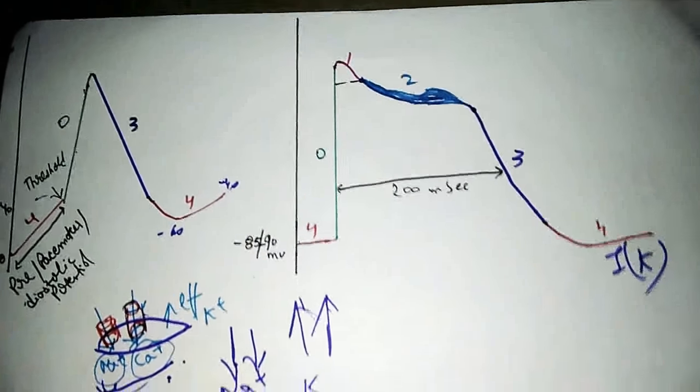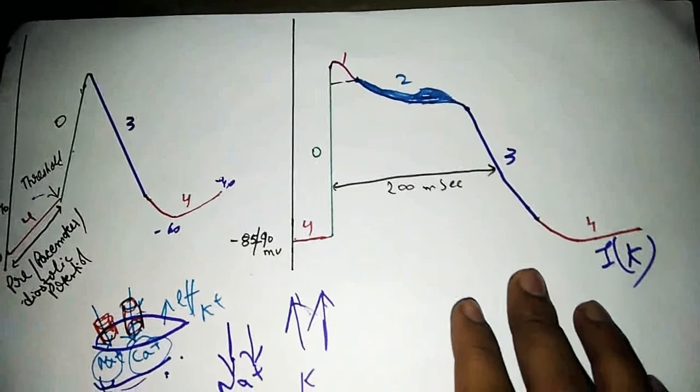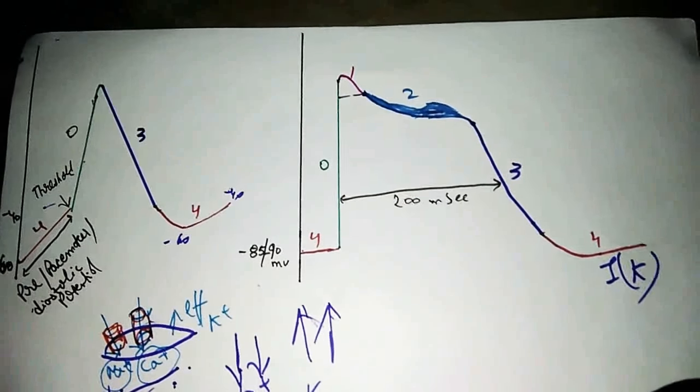Now we will try to correlate the cardiac action potential with the impulse and ECG of the heart.